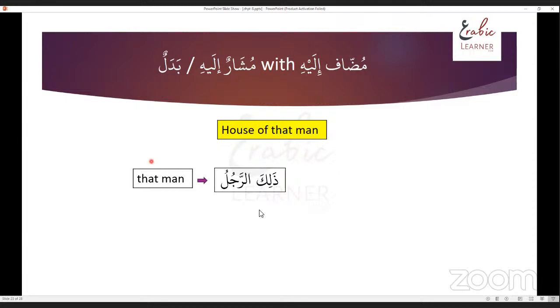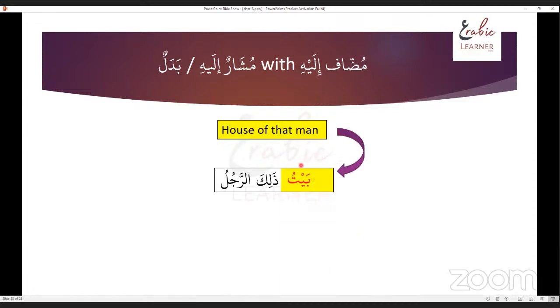Now, let me explain to you again, just this example, house of that man. This shows the house is possessed by the man. Which man? That man. So this is a case of mudaf, mudaf ilayh. If it is house of a man, I would simply say Baytu Rajulin, house of man. But it is house of that man.